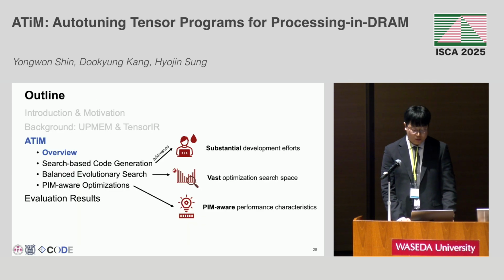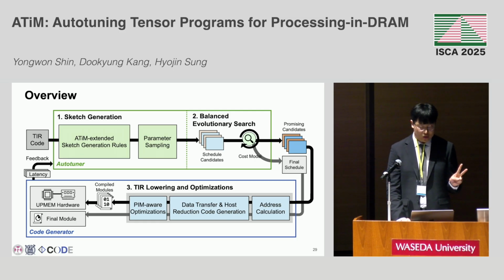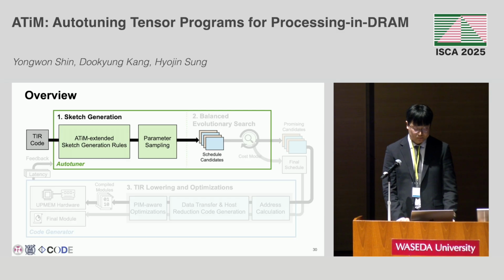Now I will give an overview of ATiM. As you can see, ATiM directly addresses the three challenges I mentioned earlier. ATiM is built on top of TVM and has three main components: sketch generation, balanced evolutionary search, and TIR lowering and optimization passes. First, TIR code is transformed into code templates called sketches. Then tunable parameters are sampled for auto-tuning.